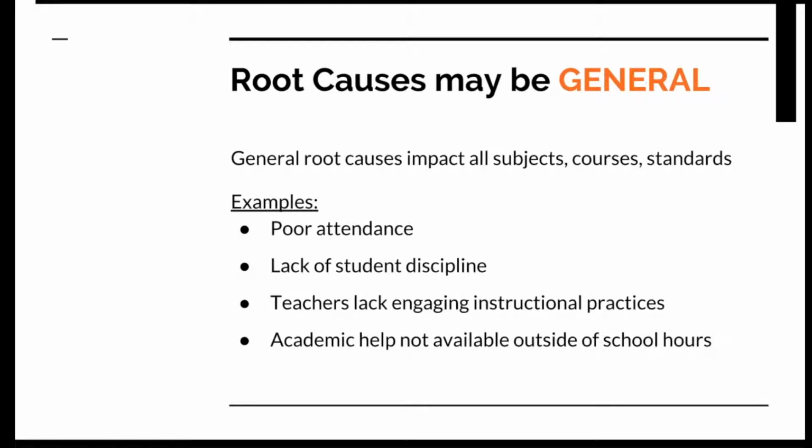Root causes can be general. General root causes impact all subjects, all courses, all standards. Some examples of those are poor attendance. If students aren't coming to school, they have a harder time learning. Lack of student discipline. If there's chaos in the classroom, it's hard for kids to learn. Teachers lack engaging instructional practices. Academic help not available outside of school hours. Those are all very general, and addressing any of those would probably help all of your achievement data.